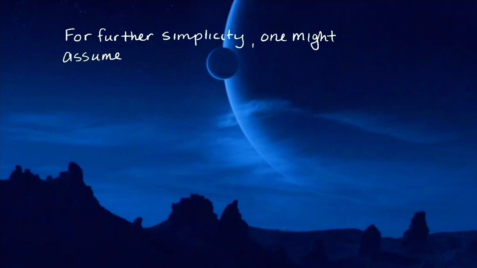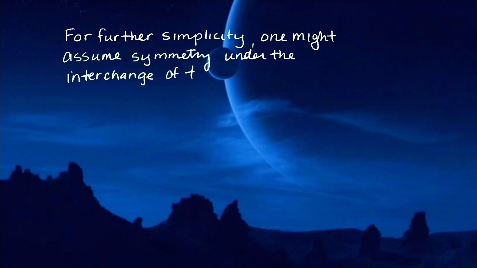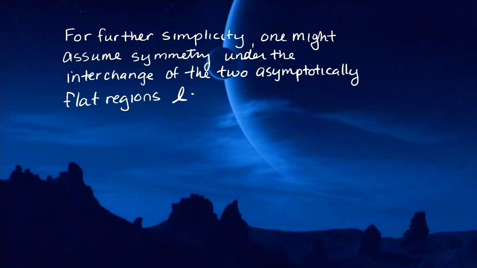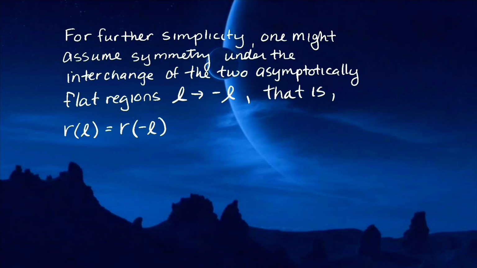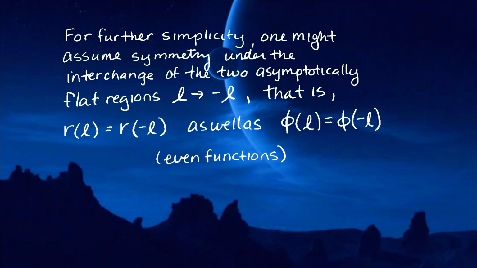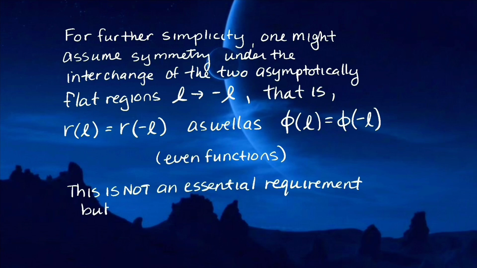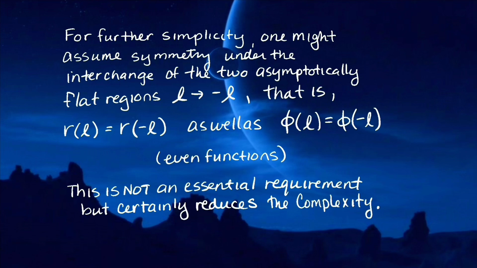For further simplicity, one might assume symmetry under the interchange of the two asymptotically flat regions, making L go to negative L, that is. And thus we have R of L is equal to R of negative L, as well as phi of L is equal to phi of negative L. This is not an essential requirement, but certainly reduces the complexity of our calculations.